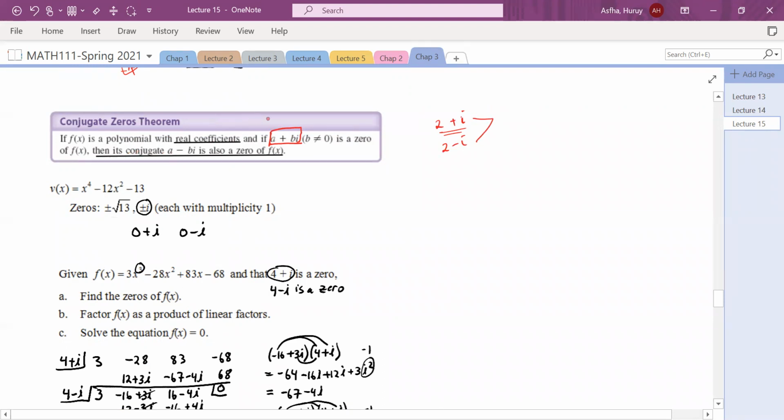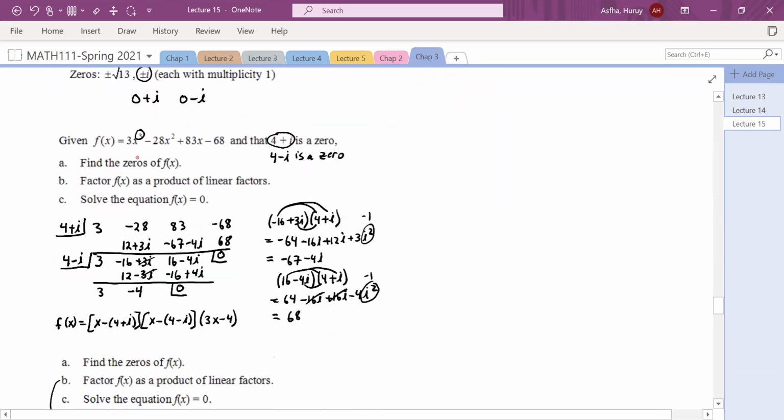So this is very helpful. Once you know this complex number is a zero, then we know the complex conjugate is also a zero. So it's saving some time. For example, if we consider this function, the zeros of this function are plus or minus root 13 and plus or minus i, each with multiplicity 1, of course.